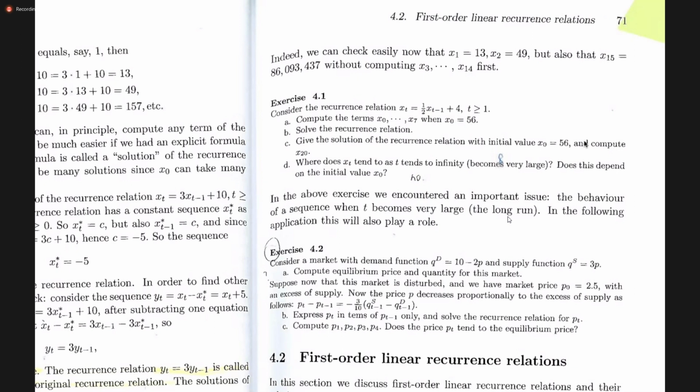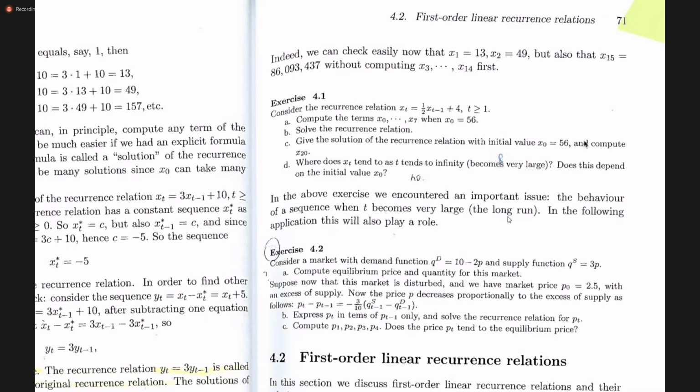This exercise is asking us to compute the first 8 terms of our recurrence, from x_0 to x_7, because we are given x_0 is equal to 56. Then we have to solve the recurrence relation. So that means that we have to get to that final form, to the final solution that I've just explained on the slides. Then we have to give the solution of the recurrence relation with the value x_0 equal to 56 and compute the 20th term.